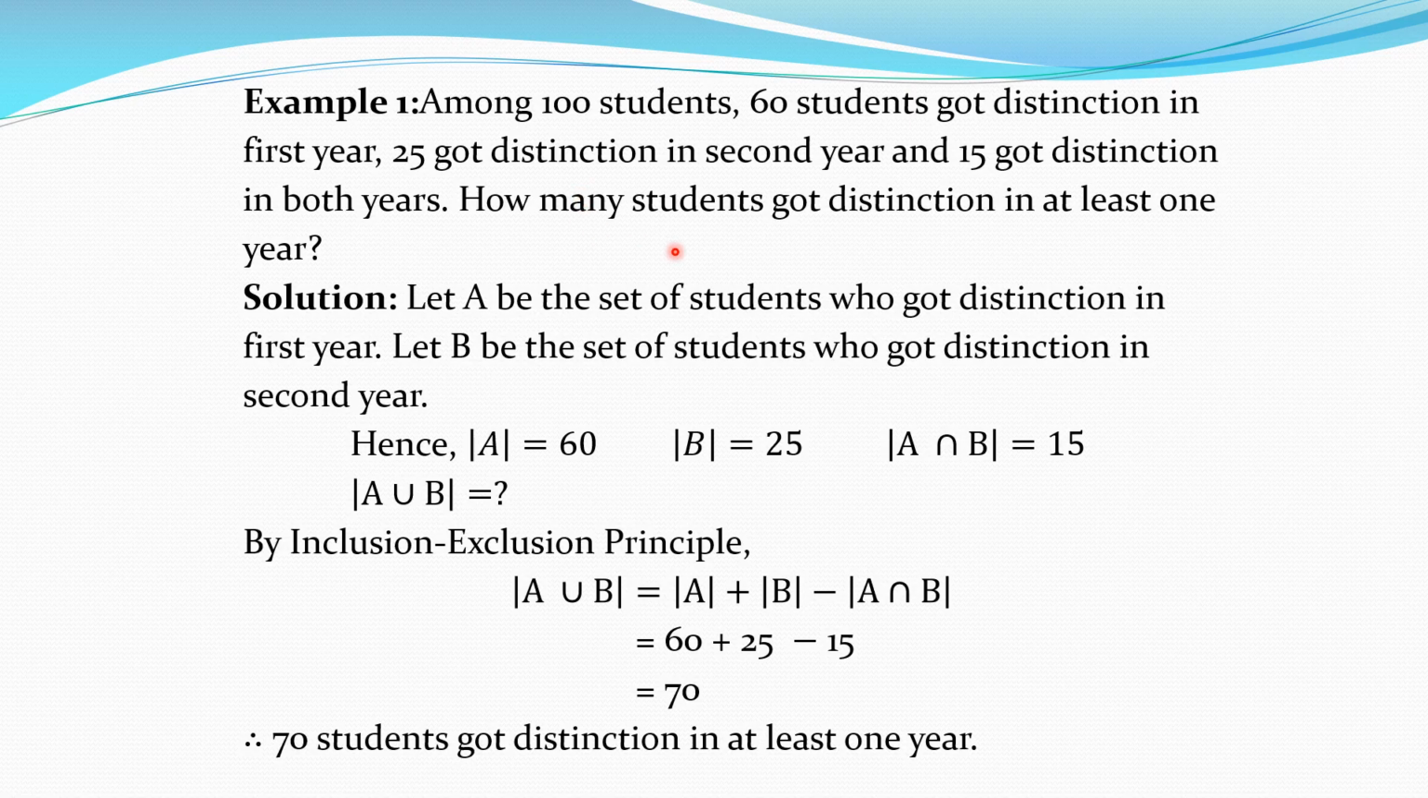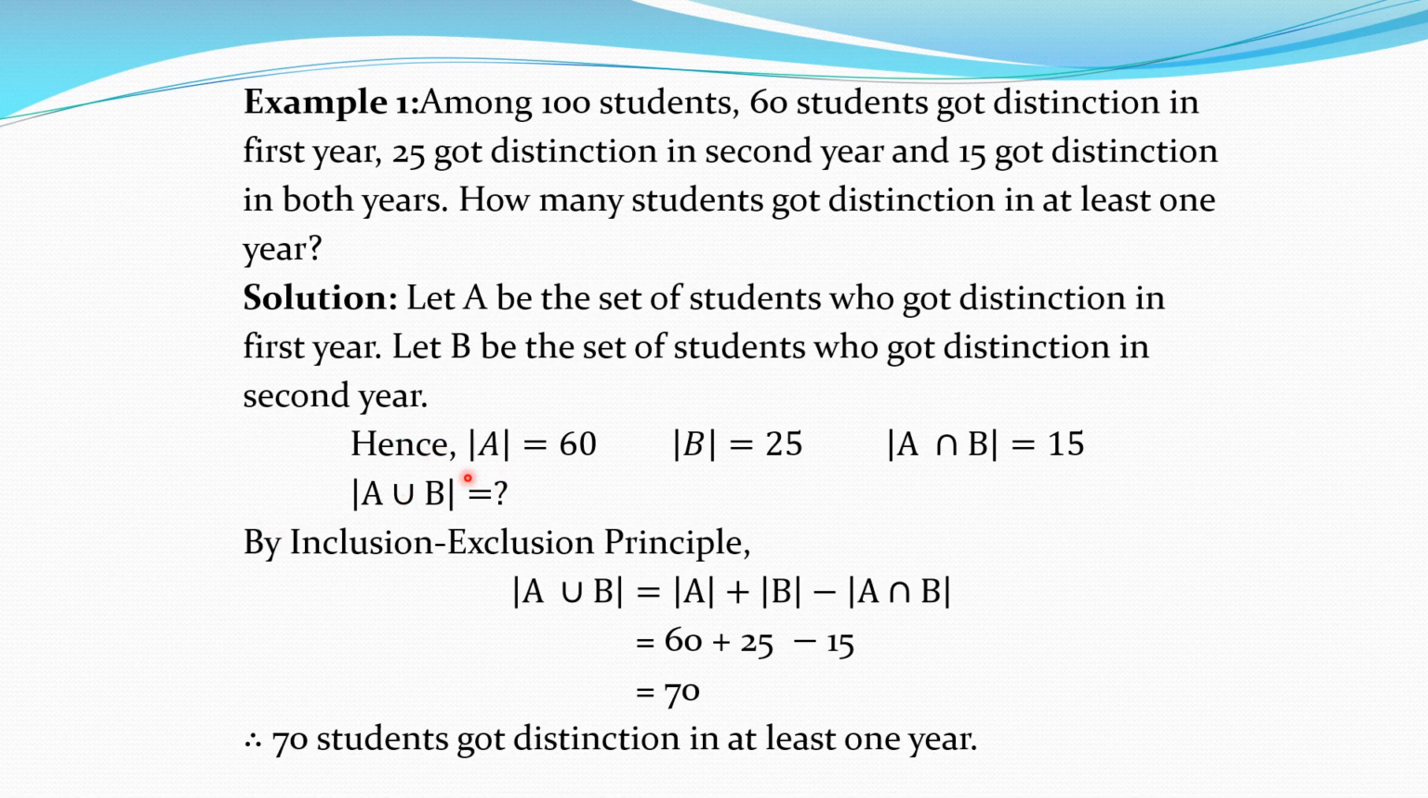So whatever numbers are given in the problem, we have expressed them as cardinalities of A, B, and A intersection B. Now we want how many students got distinction in at least 1 year. In at least 1 year means either in first year or in second year. Either or is nothing but the set A union B. So we need to find the cardinality of A union B.